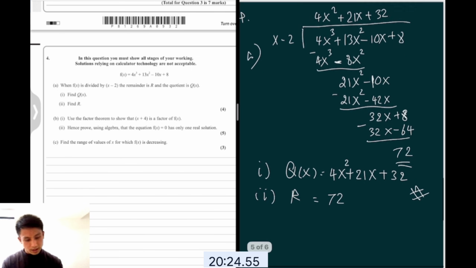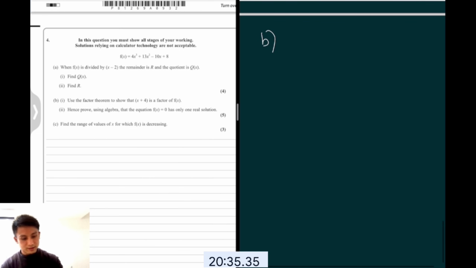I think I'm happy with that. So part B. Part B, I use the factor theorem to show that x plus 4 is a factor of that. Well, factor theorem says that we can just do f of minus 4 to see if it gives me 0. So we just substitute minus 4 into the expression.